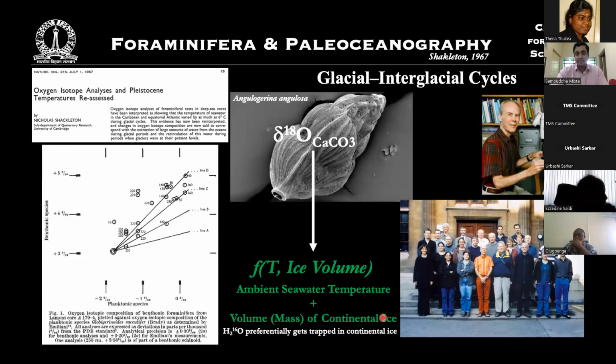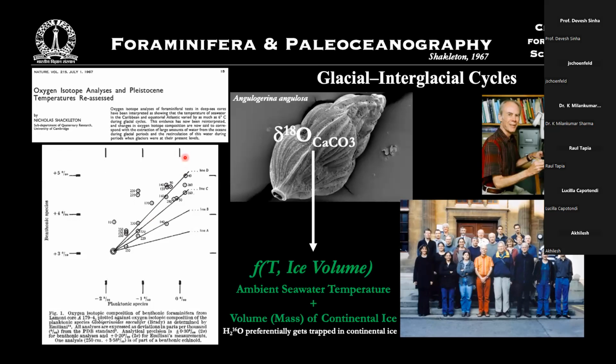The next guy who revolutionized foram geochemistry in terms of the stabilized foram geochemistry is Nick Shackleton. This is his classic 1967 paper, where he introduced the idea that the foraminiferal delta 18O is not only recording the seawater temperature, it's also recording the waxing and waning of polar ice sheets, because as ice sheets grow, seawater becomes heavier, and as ice sheets melt, seawater becomes lighter.